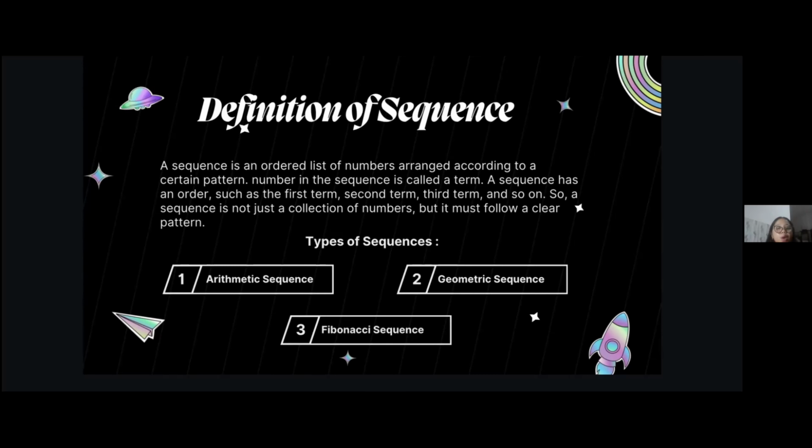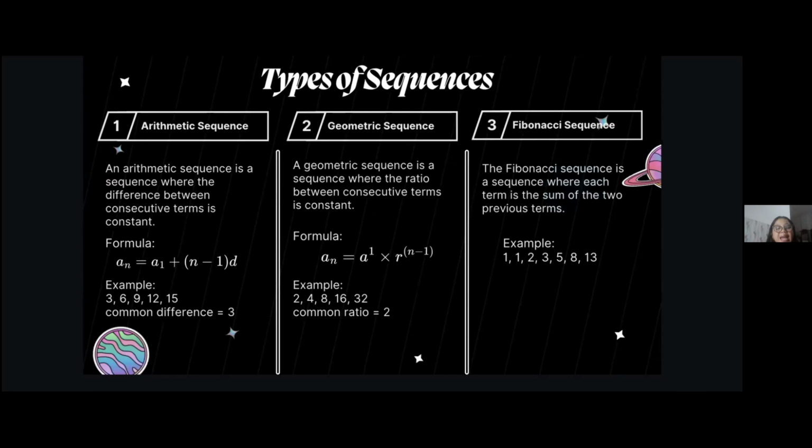Now that we understand what a sequence is, let's look at its types. There are different types of sequence. In this lesson, we will focus on three main types: arithmetic sequence, geometric sequence, and Fibonacci sequence. Each type has a different pattern. Some sequences increase by adding the same number, some by multiplying, and some follow a special rule.